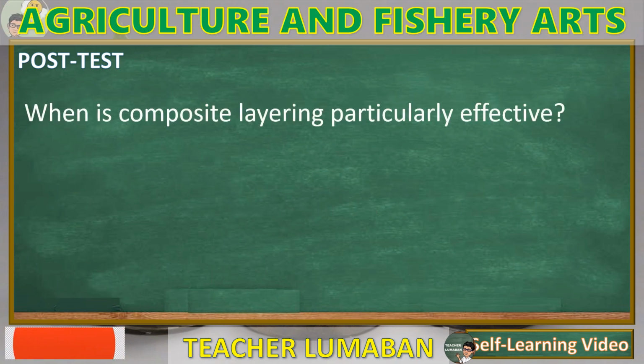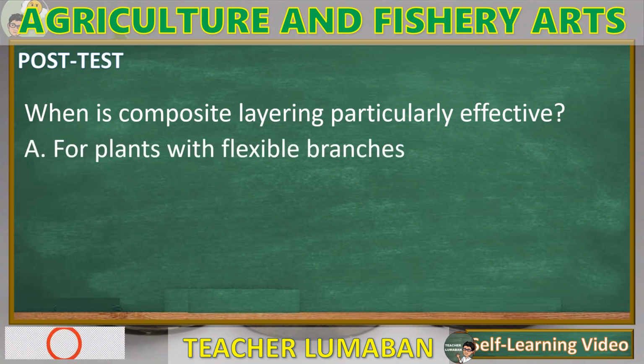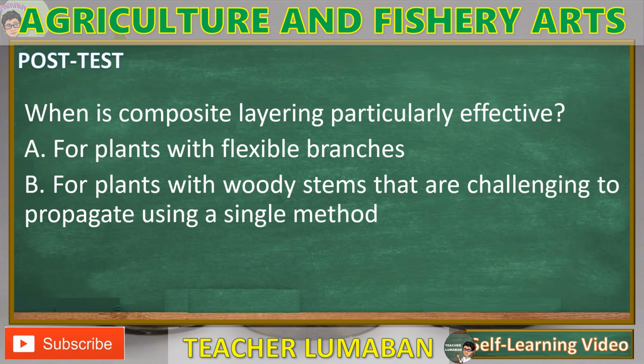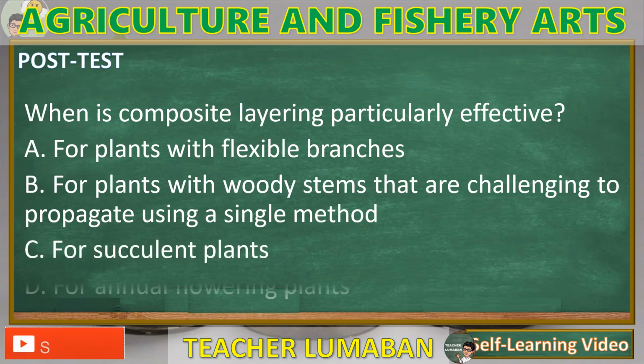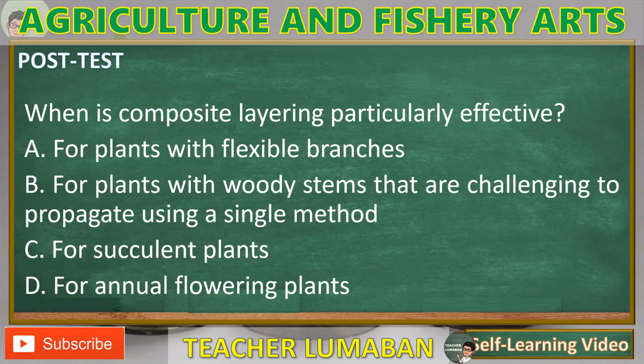When is composite layering particularly effective? A. For plants with flexible branches. B. For plants with woody stems that are challenging to propagate using a single method. C. For succulent plants. D. For annual flowering plants.